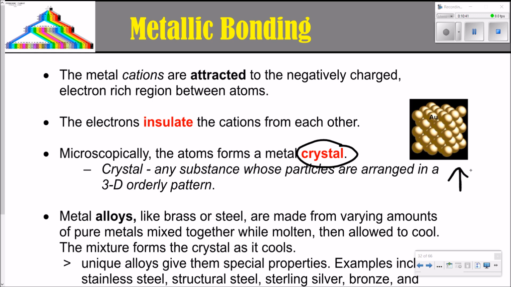You can see up here we've got a gold crystal and what that looks like. Another term that you're going to need to know about metallic bonding is alloy. A metal alloy is like brass or steel, and it's going to be made from varying amounts of different pure metals that are mixed together while they're molten. And so unique alloys, that's going to give them very special unique properties. So stainless steel, structural steel, sterling silver, like in jewelry, are all examples of metal alloys.